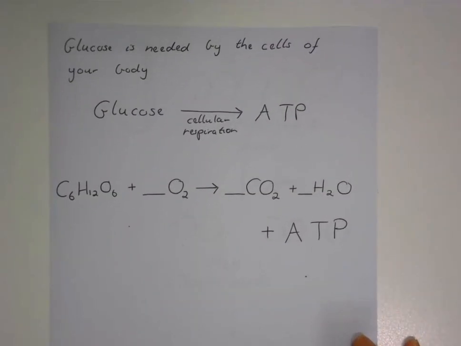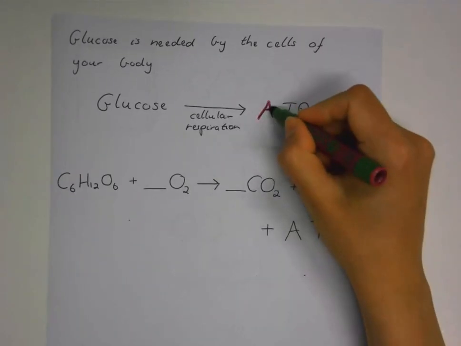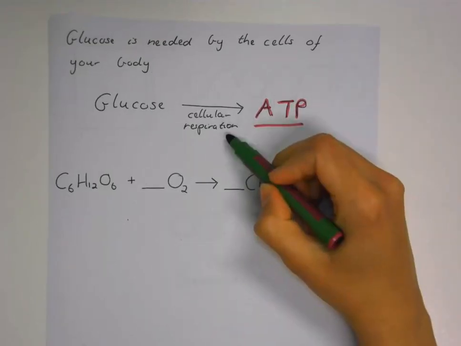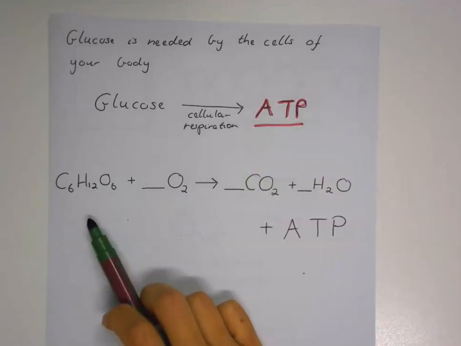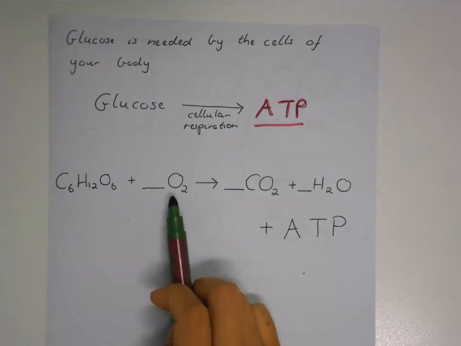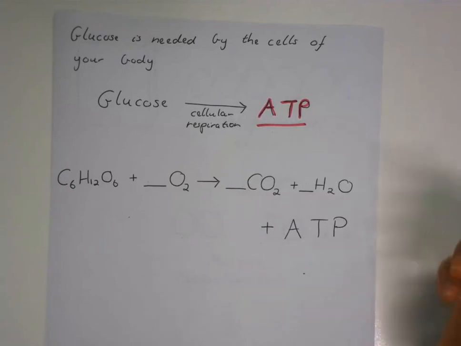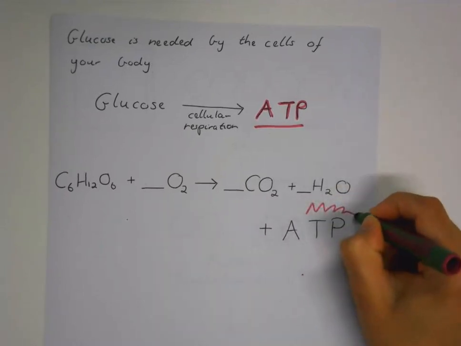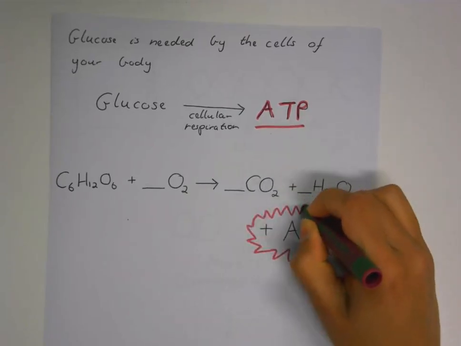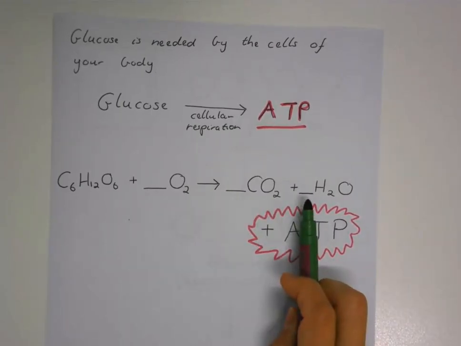All of the cells in your body need glucose. This glucose gets converted to ATP during cellular respiration. So this is the formula for cellular respiration. We've got glucose plus oxygen forming carbon dioxide plus water and then ATP. This is the ultimate source of energy for all of your cells. Now, I've left blank spaces here because we need to write a balanced equation.